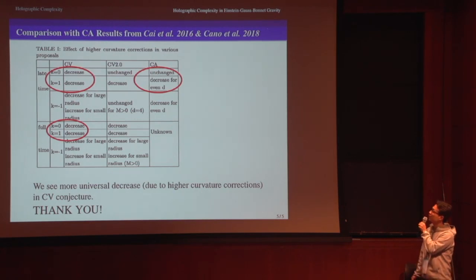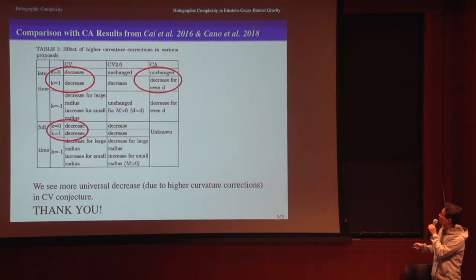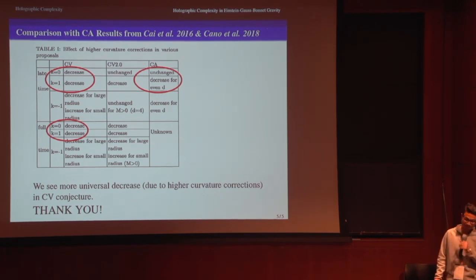We can also compare our results to the results obtained in the literature by using CA conjectures. This is a table, and for different black hole horizon curvatures and for different space-time dimensions, the results are here. The main conclusion is that for the CV conjecture, we can see more universal decrease due to the higher curvature corrections than the other conjectures. So that's all. Thank you very much.